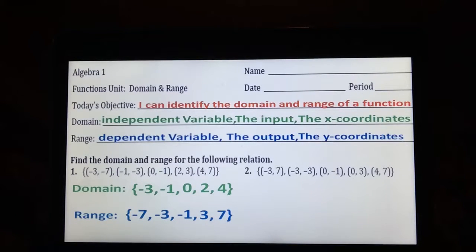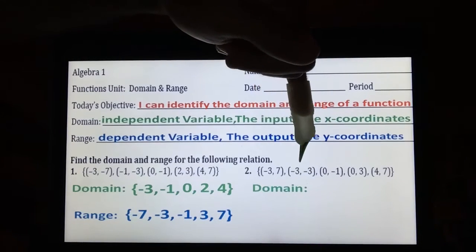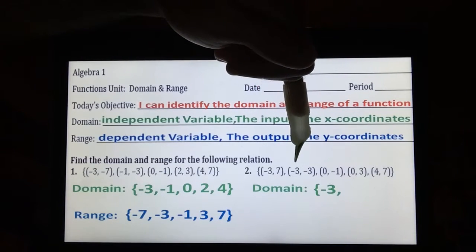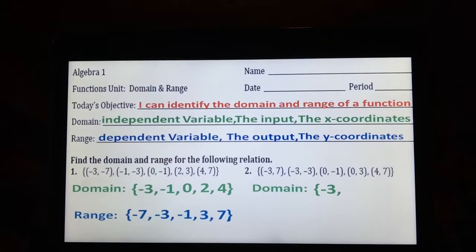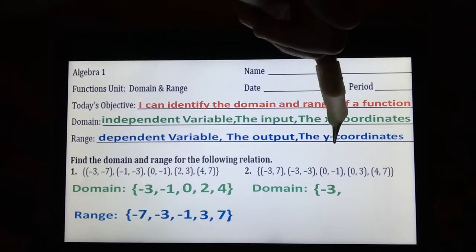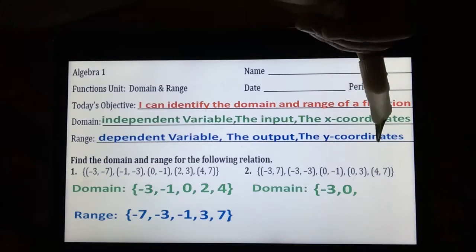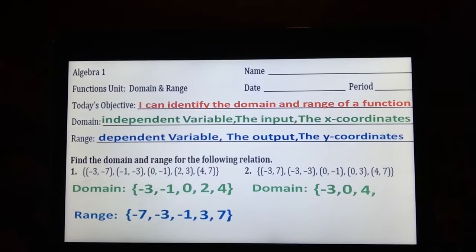Now, that's not always going to happen because looking at number 2, the first two numbers for the domain are the same number, okay? So the domain repeats over here and over here. When you write this down, you're only going to write the -3 one time. This also happens with the 0, so you see that we have a 0 and a 0, so we're only going to write that 0 one time for the domain. And then the last part is the 4, so we're going to put the 4 right there, okay?